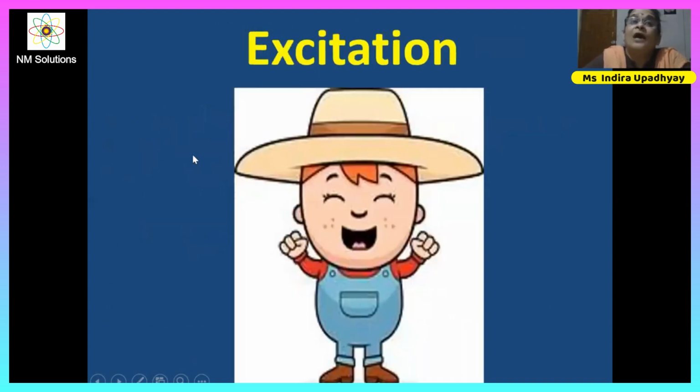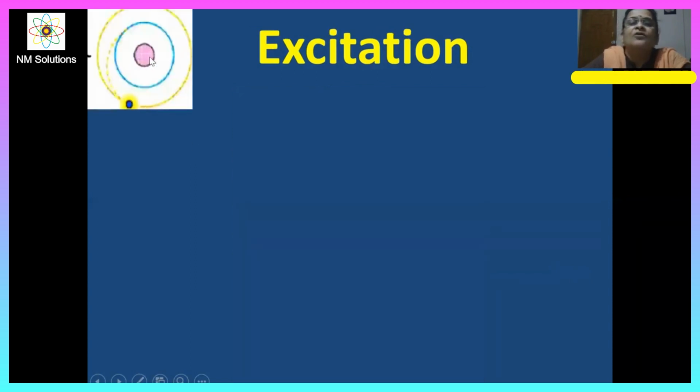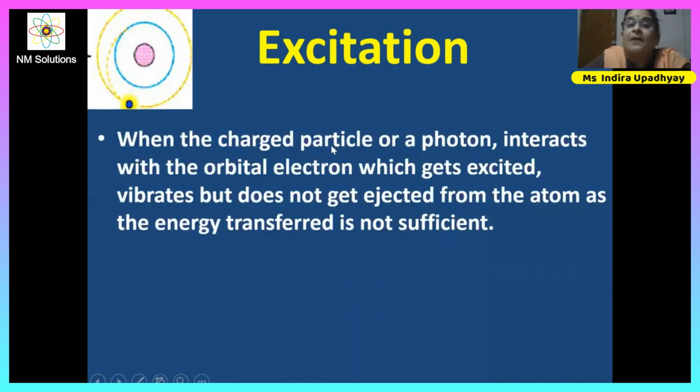Now let us see about excitation, what it is like in the nuclear fields. Here you can see the excited orbital electron jumps to a higher energy shell. When a charged particle or even a photon, here we are talking about the gamma photon, interacts with the orbital electron, it gets excited and vibrates, but does not get ejected from the atom, as the energy transfer is not sufficient.